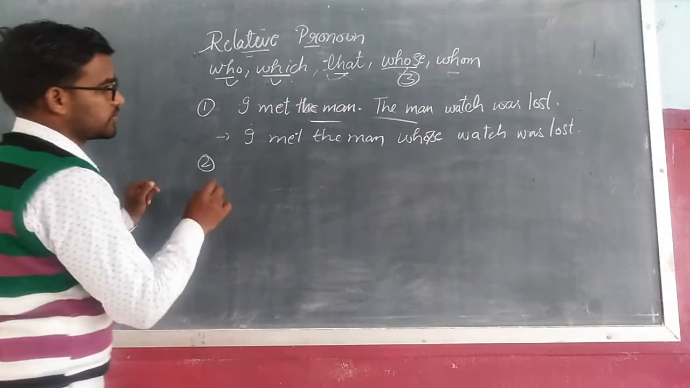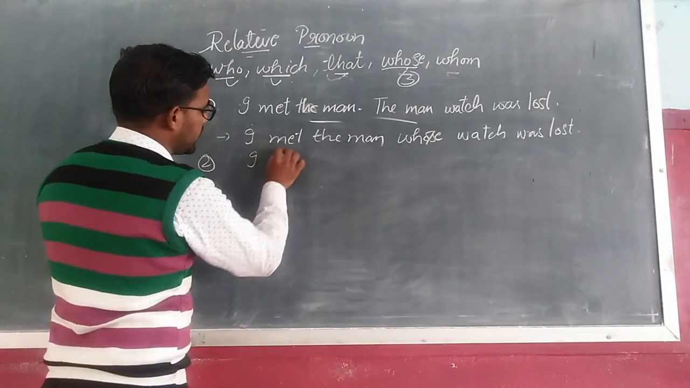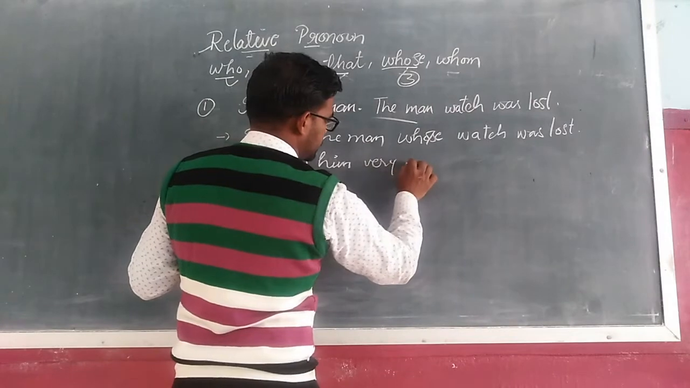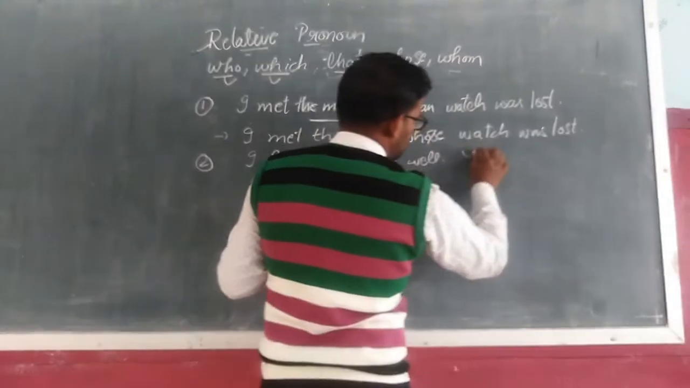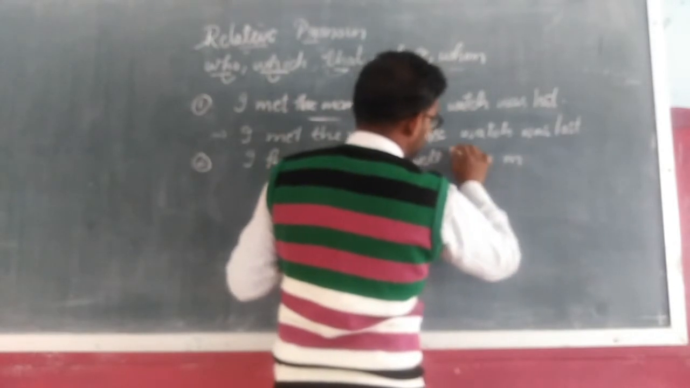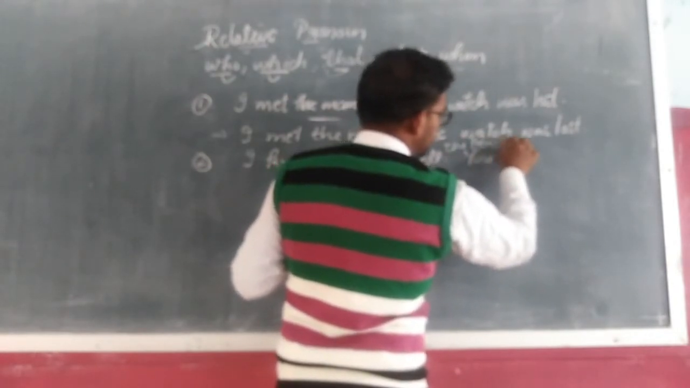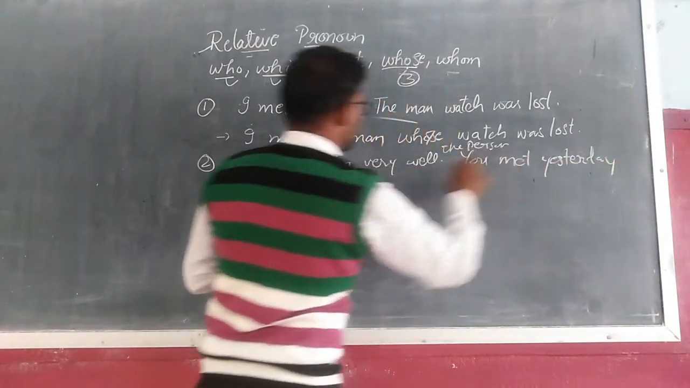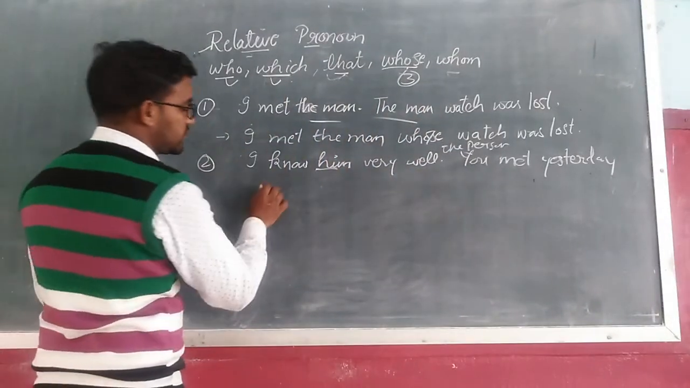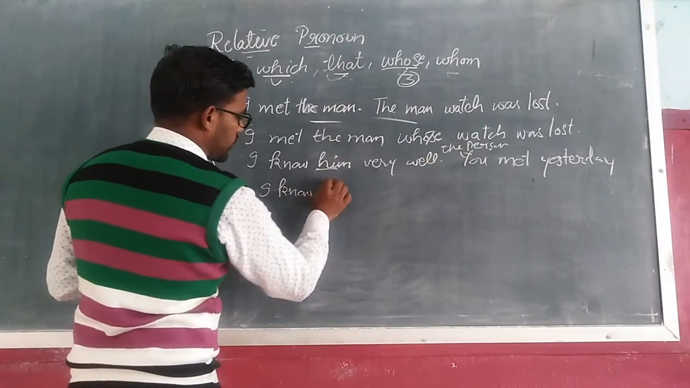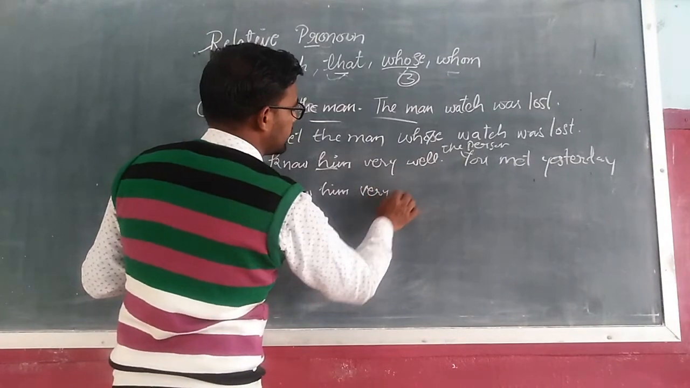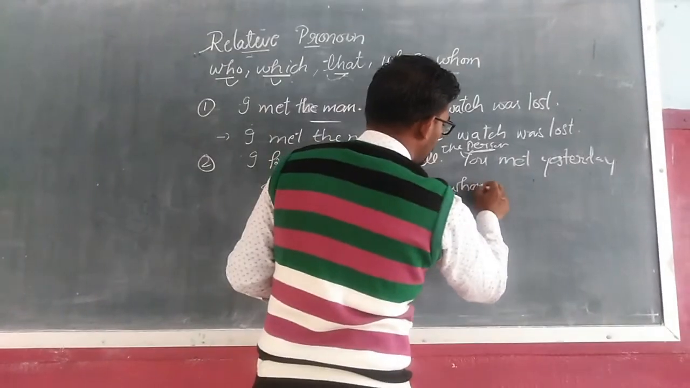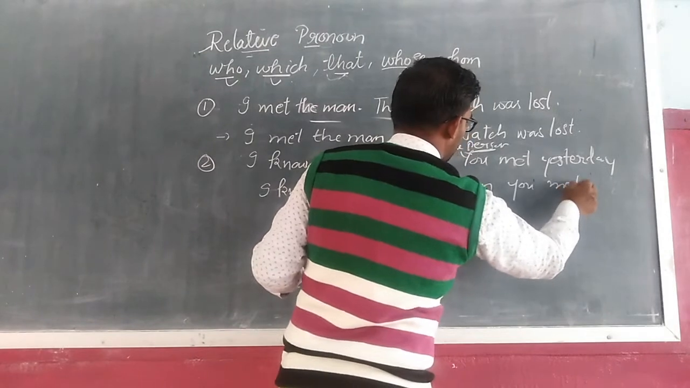Another example with whom. I know him very well. You met the person yesterday. So the person, him, is a third person. I know him very well. So the person or he is a third person only, so we can write: whom you met yesterday.